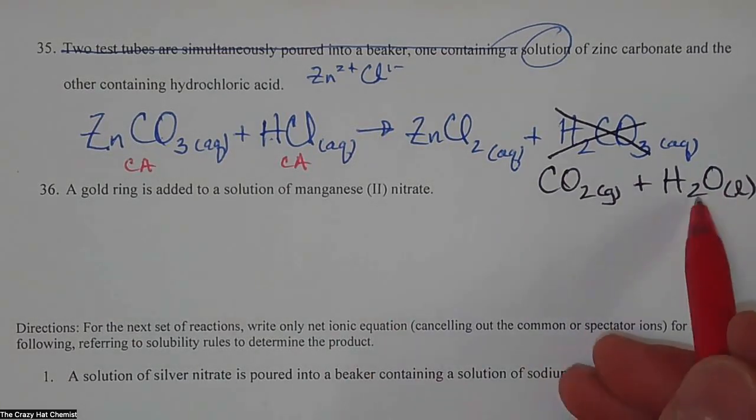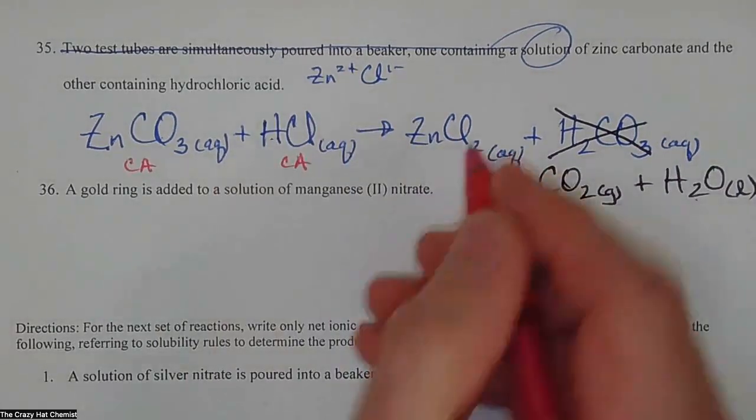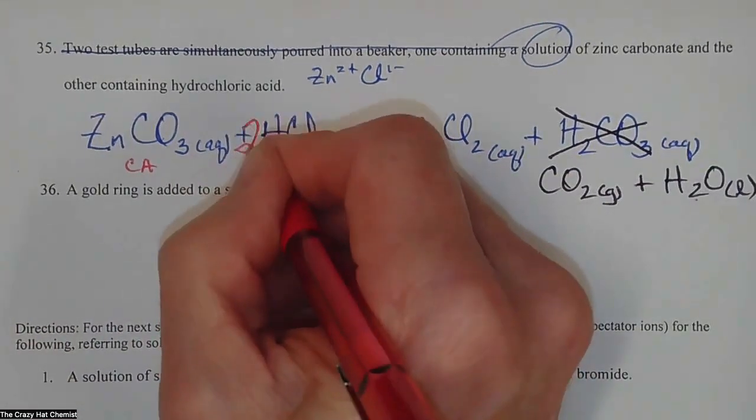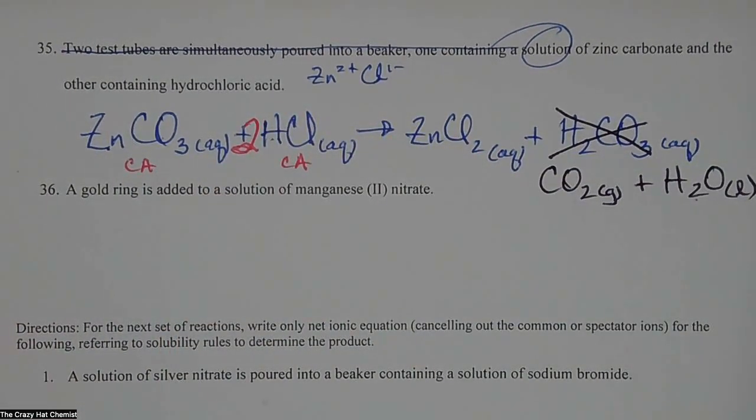Okie dokie. There are two hydrogens on the product side and two chlorines on the product side, so I need to put a 2 in front of the hydrochloric acid. Okay, perfect. Hopefully that is good for you. Okay, we got one more here to do on this section.